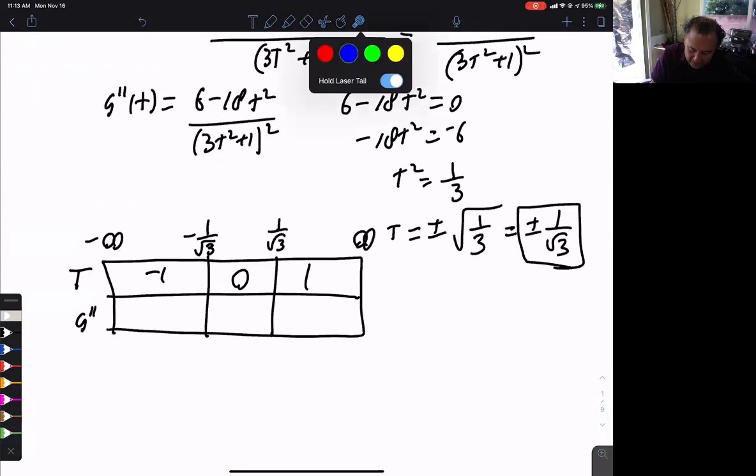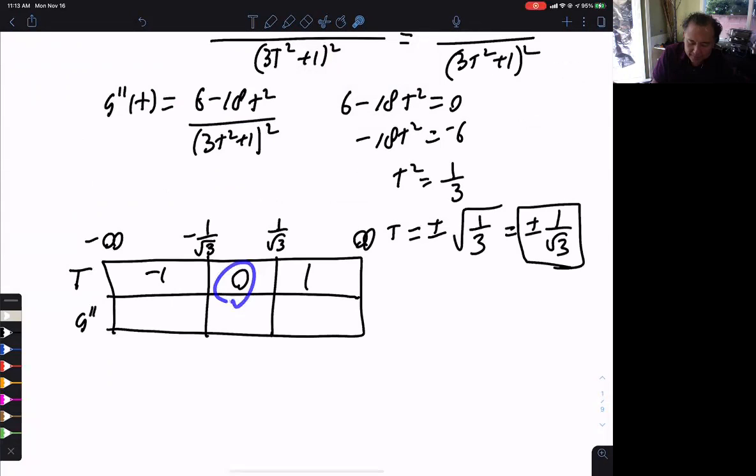All right, let's put in 0. I like 0 because 0 is easy. If I put a 0 there, 6 minus 0, that's positive. And the bottom's always positive because it's squared. Positive divided by positive is positive. So I know the second derivative is always positive in this region, and we'll talk about the implications of that. Let's plug in 1.